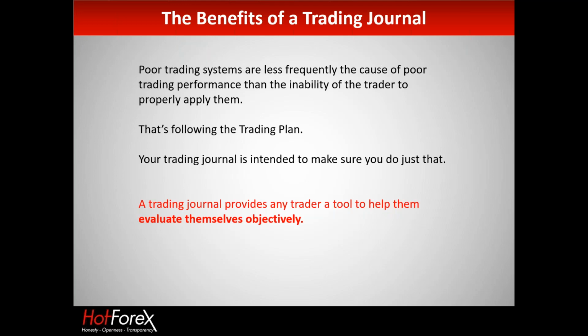Then as I've said, poor trading systems are less frequently the cause of poor trading performance, and this mostly relates to the trader's inability to properly apply the rules he himself has put down. So if we cannot abide by what we've said, then it's very, very difficult to be successful. That's what we call following the trading plan. Okay, so the trading journal is intended to make sure that you do just that.